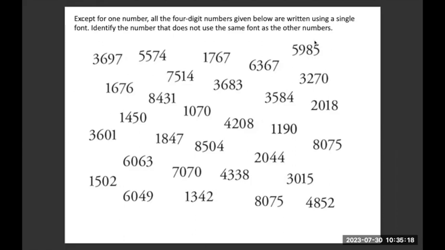I'm just going to give an example. 3697 or 5574, look at the font style, they are the same. Likewise, 1676 or 8341, they are the same. You have to find, in all the numbers given here, one particular number, only one number, which is of a different font style.